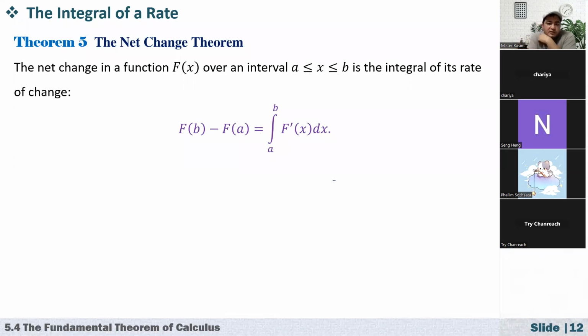The net change theorem. The net change in a function capital F over an interval from a to b is the integral of its rate of change. That is, F of b minus F of a. That's the net change in a function capital F, right?